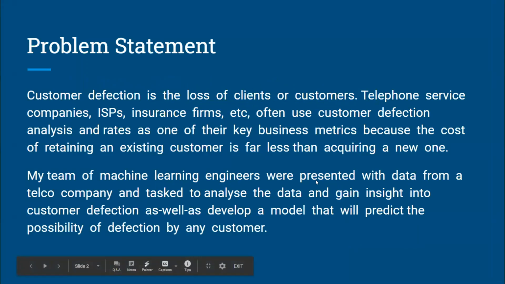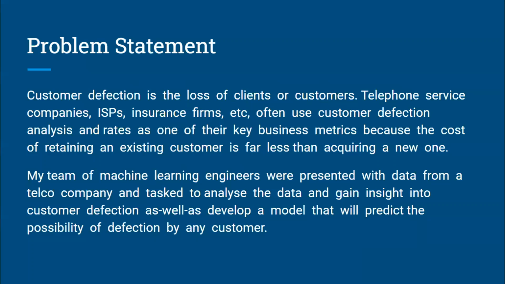Okay. So customer defection is essentially the loss of clients, and different organizations use customer defection to know the clients they should be devoting their efforts to, or concentrating their resources on, because it's less expensive to retain an existing customer than acquiring a new one. So my team of machine learning engineers were presented with data from a telco company, and were to analyze data and gain insights into customer defection from it, as well as train the model to predict whether customers churn or not.